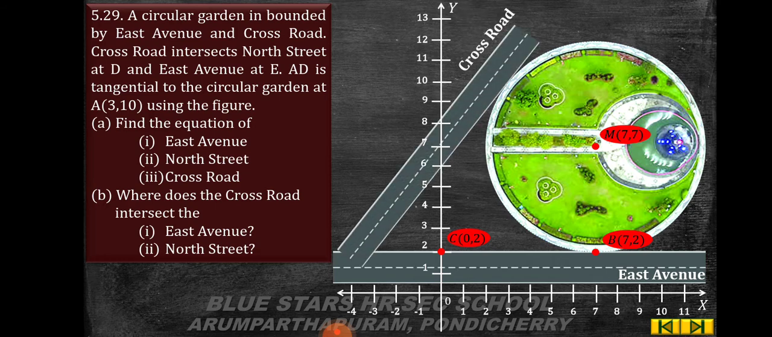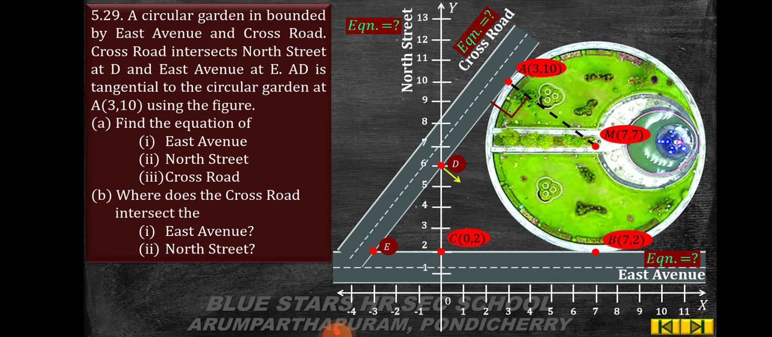Then the next road is a crossroad. The point is A of (3, 10). Then join the line from A to M with the crossroad, which is perpendicular to the crossroad. Then you get another point D and another point is E. Then Y is the North Street. You have to find the equation of the East Avenue, North Street and also the crossroad. Then also you have to find the coordinates of D and E.